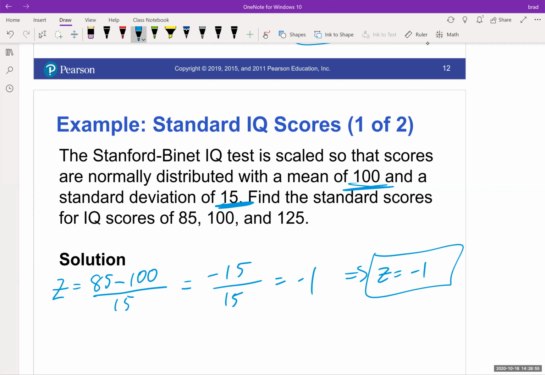That's actually not a good IQ score, right? Because you're negative 1, meaning you're 1 standard deviation below the mean. That means you're below the average score. So not great.